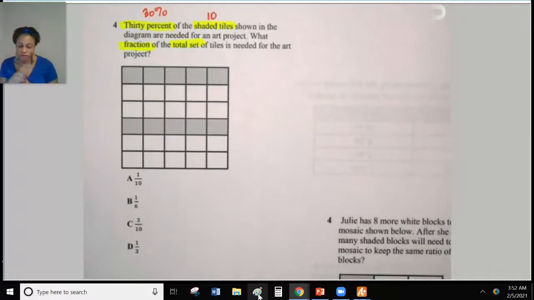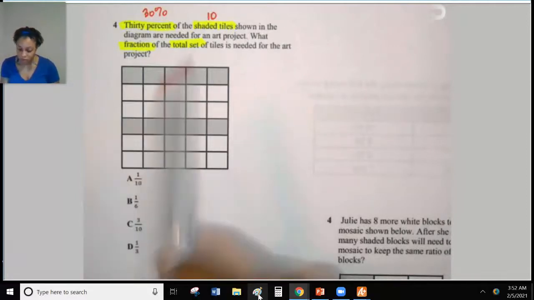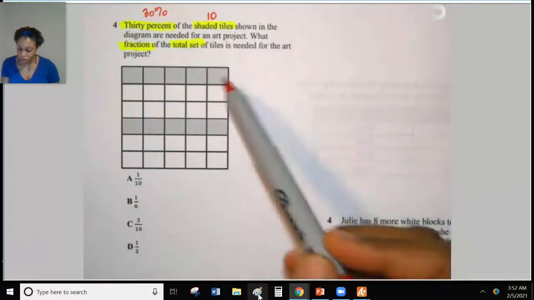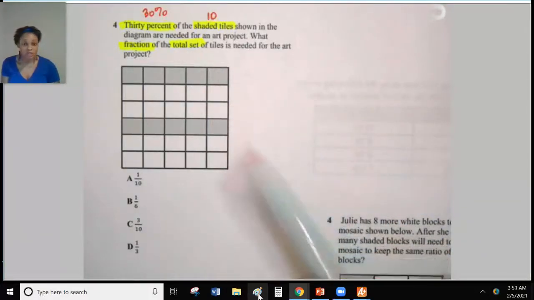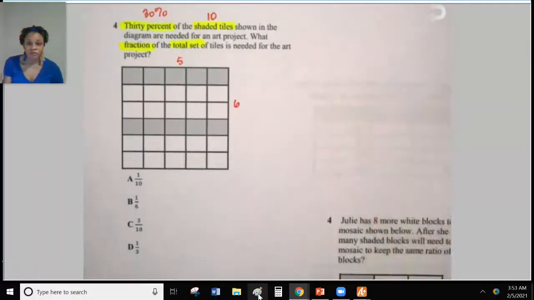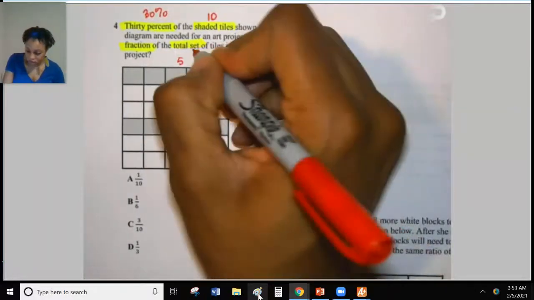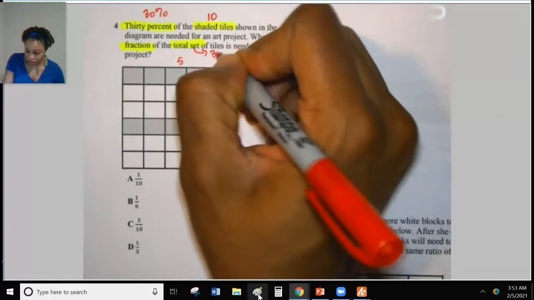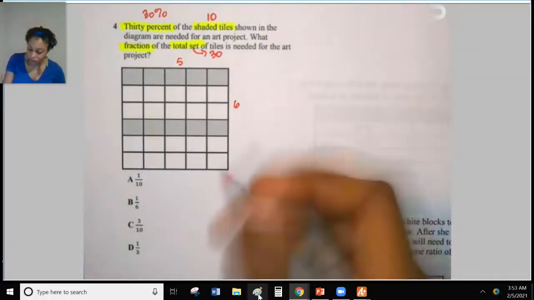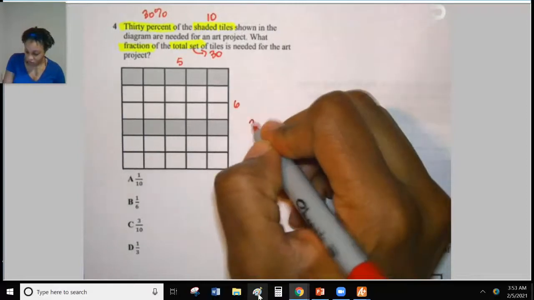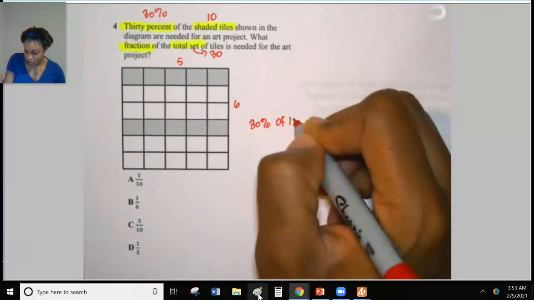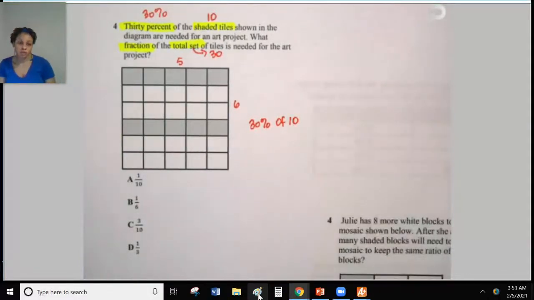So now I need to find the total set of tiles. So I can go 1, 2, 3, 4, 5. So it's 5 across, 6 down. So 5 times 6 is 30. So the total set is 30, okay? So first of all, I need to figure out what is 30% of 10, okay? So what's 30% of 10?